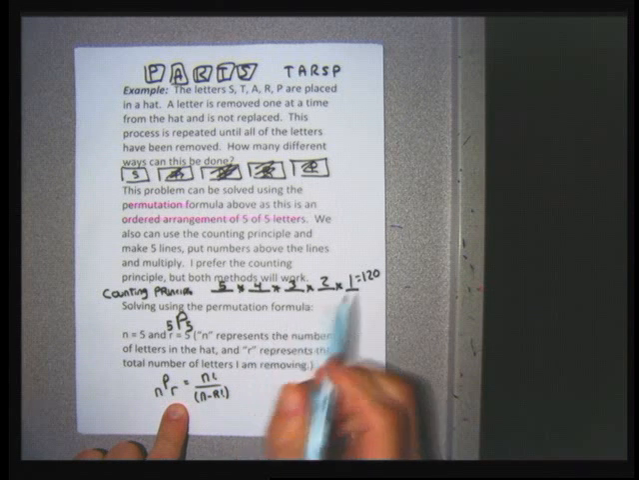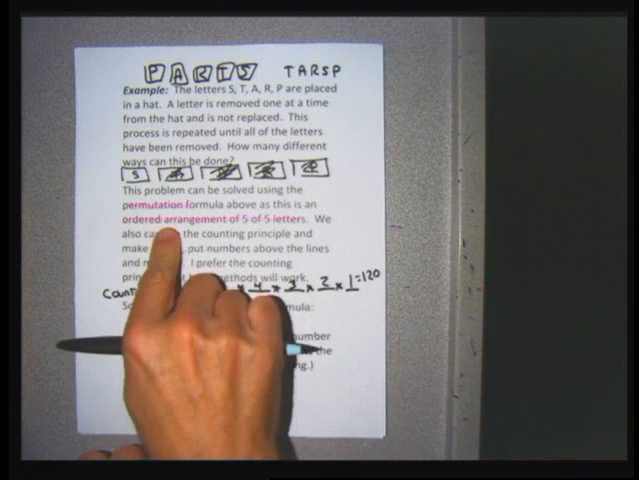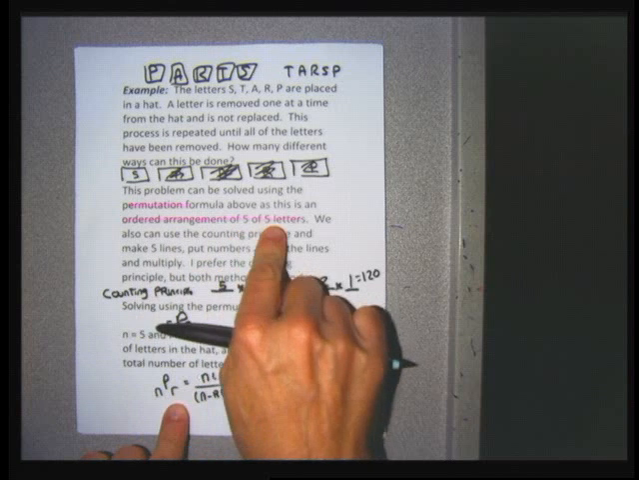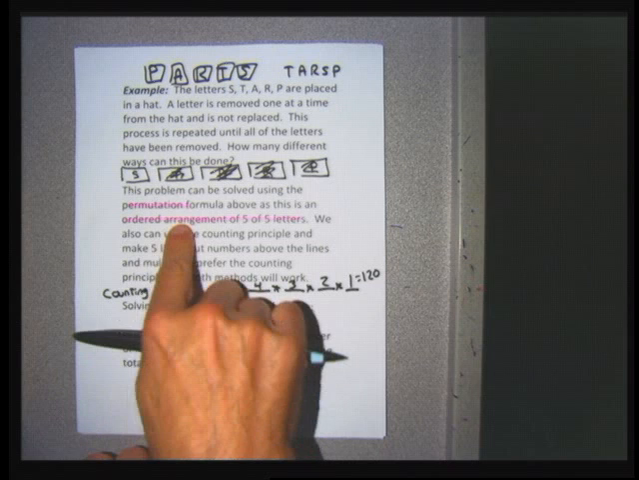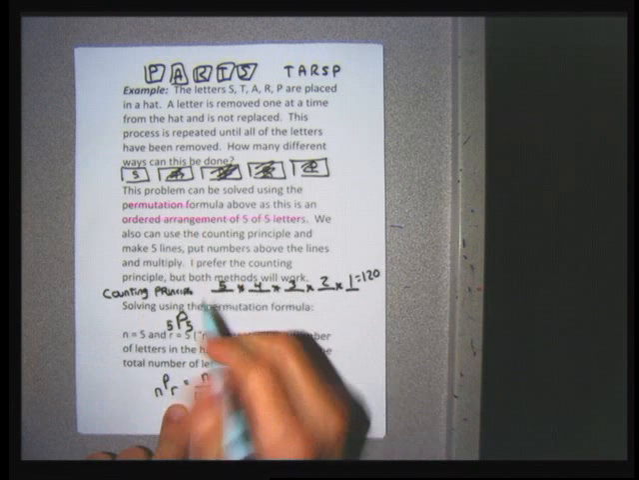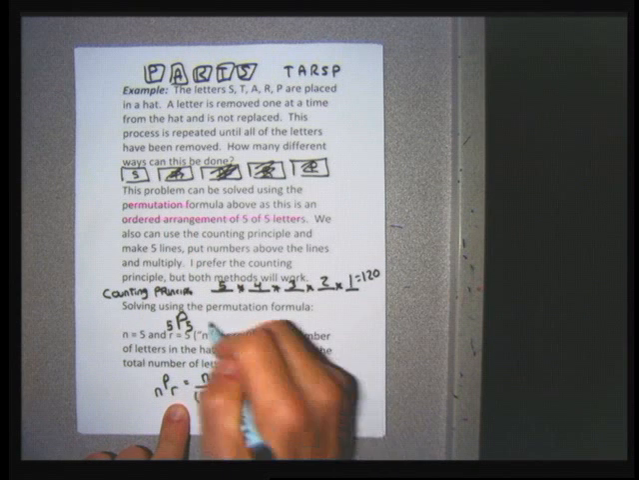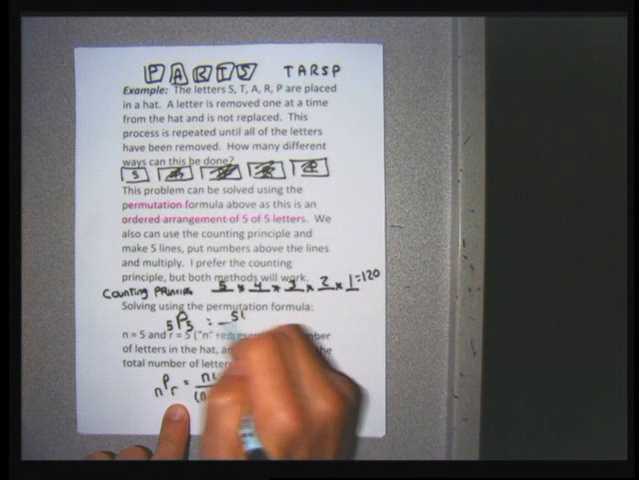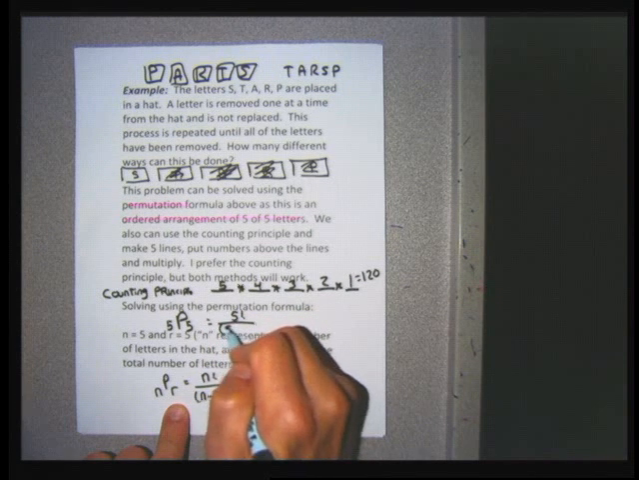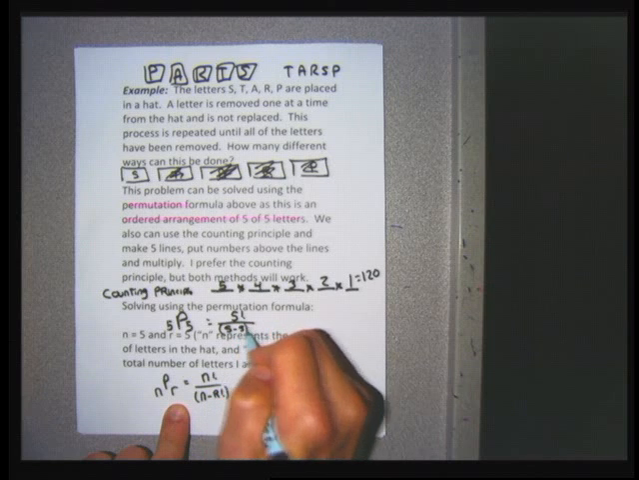And in this particular problem, it's an ordered arrangement of 5 objects. So this is a permutation of 5 objects. A permutation is an ordered arrangement. This would be, formula-wise, 5 factorial over 5 minus 5 factorial.